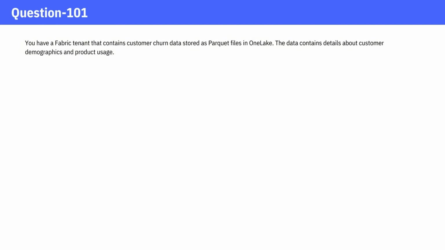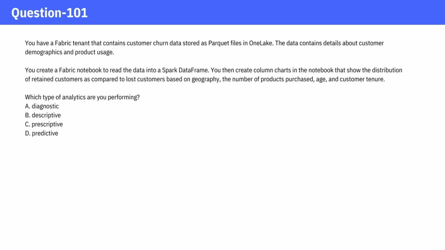Question 101. You have a Fabric tenant that contains customer churn data stored as Parquet files in OneLake. The data contains details about customer demographics and product usage. You create a Fabric notebook to read the data into a Spark data frame. You then create column charts in the notebook that show the distribution of retained customers as compared to lost customers based on geography, the number of products purchased, age, and customer tenure.